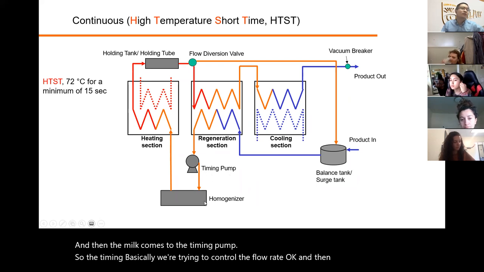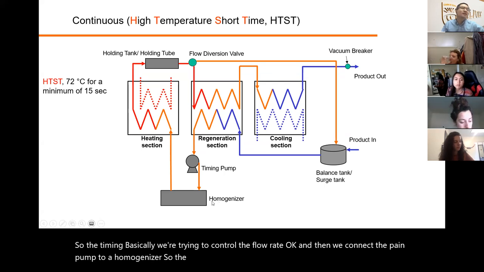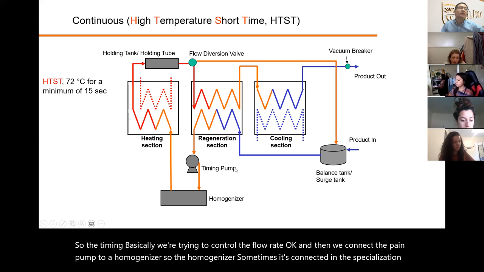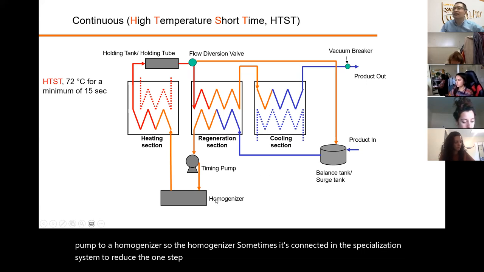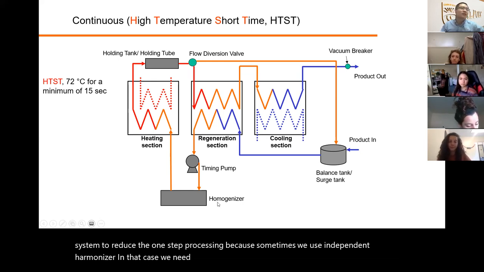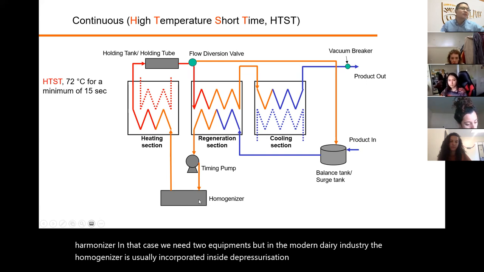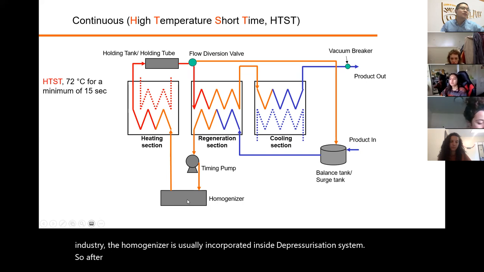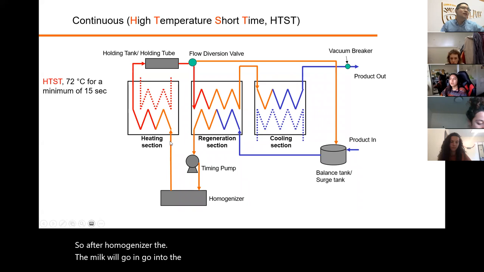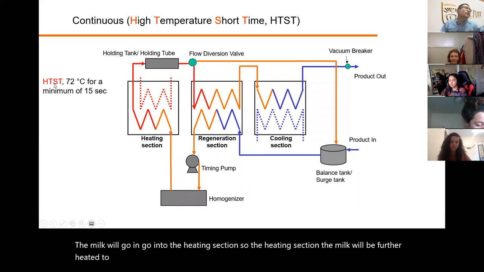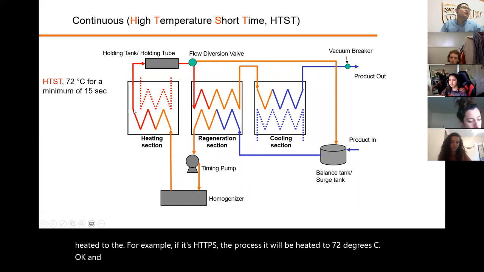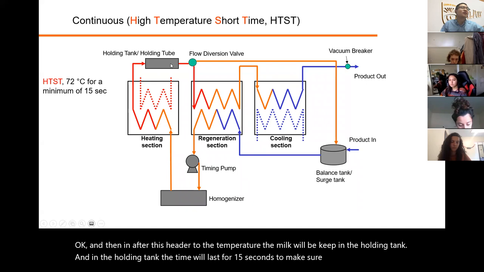Then we connect the timing pump to a homogenizer. Sometimes the homogenizer is connected in the pasteurization system to reduce a processing step, because sometimes we use an independent homogenizer, in which case we need two pieces of equipment. But in the modern dairy industry, the homogenizer is usually incorporated inside the pasteurization system. After the homogenizer, the milk goes into the heating section, where it is further heated. For example, in an HTST process, it will be heated to 72 degrees C. Then the milk is kept in the holding tube for 15 seconds to make sure it is processed properly.